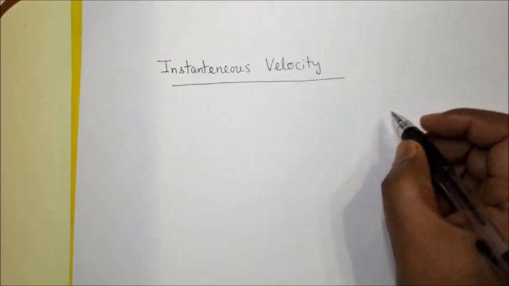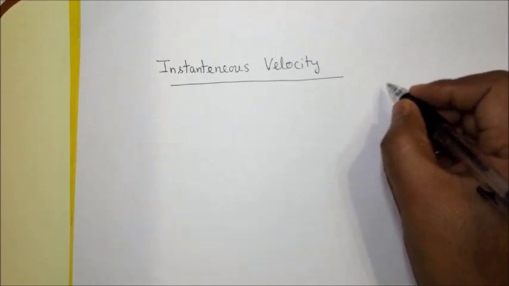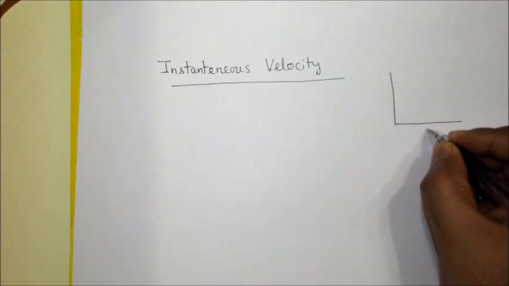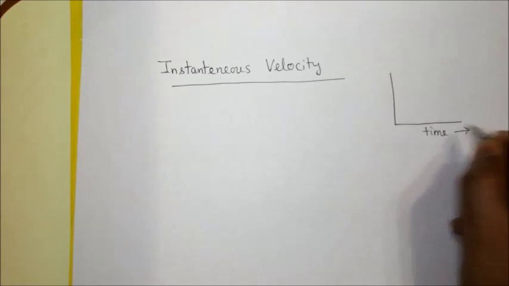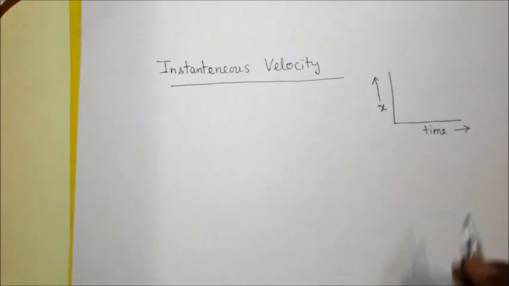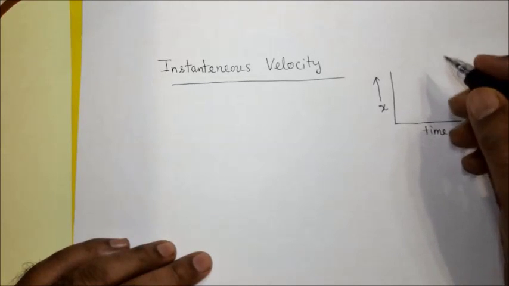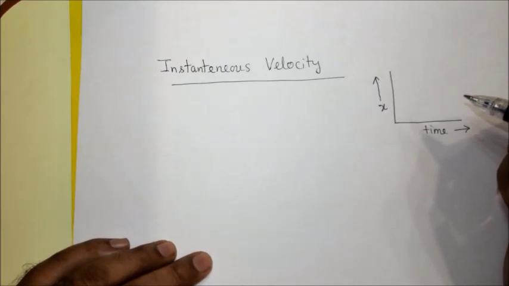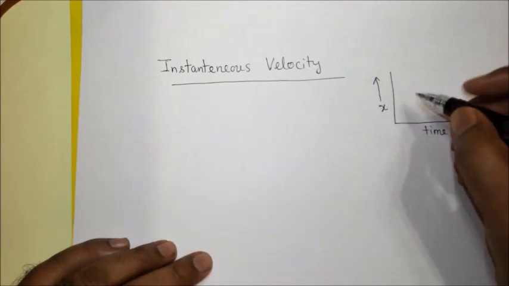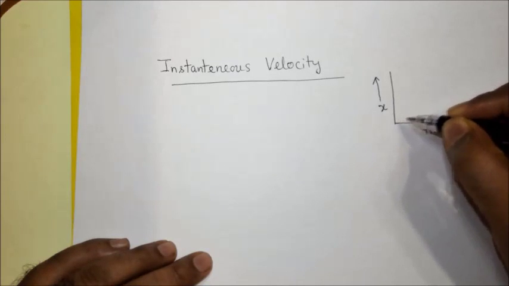You can get velocity by position and time graph. Like if you have a position and time graph like this, this axis is for time and this is for position, X or Y, anything you like. If something is moving with a constant velocity, what does it mean? It means that its position and time graph will be a straight line. Okay?